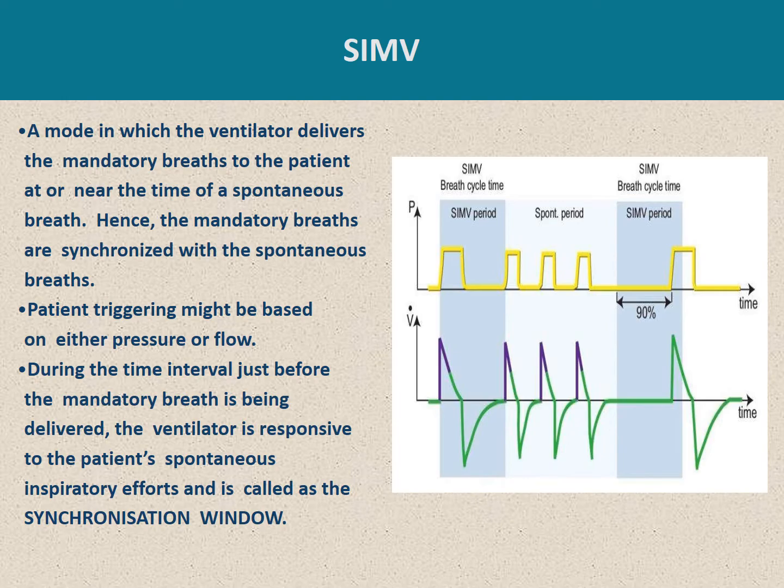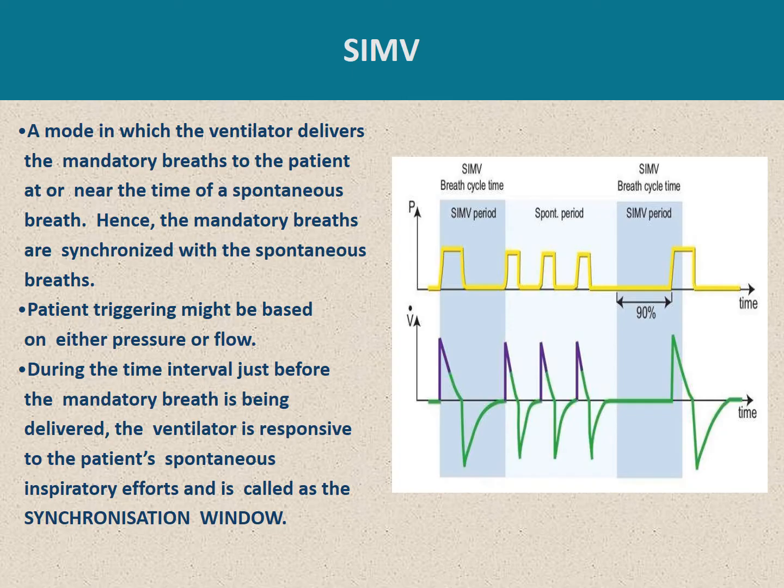Here we will start to speak about synchronized intermittent mandatory ventilation, which is a mix between a fully controlled mode, which can be either pressure or volume, and a spontaneous mode using pressure support ventilation. Here, the ventilator delivers the mandatory breaths to the patient at or near the time of a spontaneous breath. Hence, the mandatory breaths are synchronized with spontaneous breaths. Patient triggering might be based on either pressure or flow.